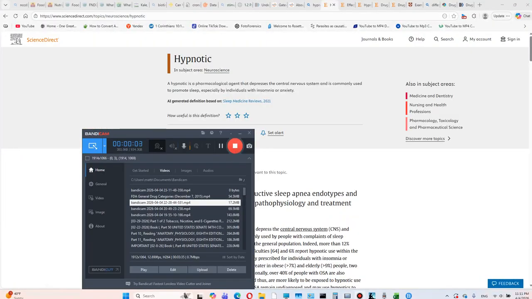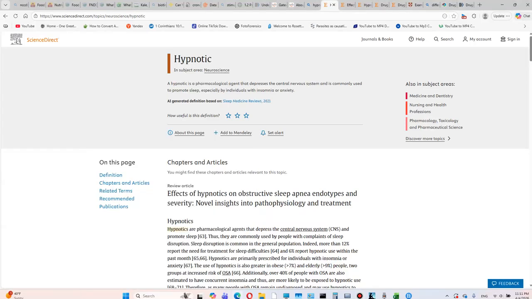From ScienceDirect. Hypnotic. A hypnotic is a pharmacological agent that depresses the central nervous system and is commonly used to promote sleep, especially by individuals with insomnia or anxiety. AI-generated definition based on Sleep Medicine Reviews, 2021.